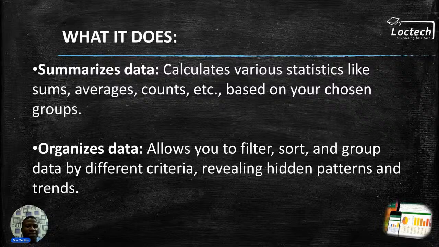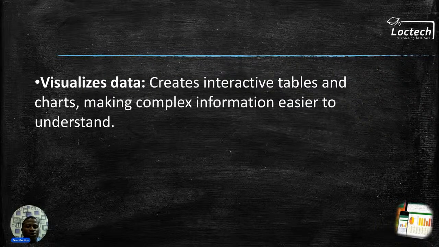All right, now next, what does a pivot table do? Now, a pivot table helps us to summarize data. That's number one, which means you can calculate various statistics like sum, average, count, and all of that based on your chosen group. Next, organize data, meaning it allows you to filter, sort, and group data by different categories, revealing hidden patterns and trends, which means that with the help of a pivot table, you can filter and sort and group your data.